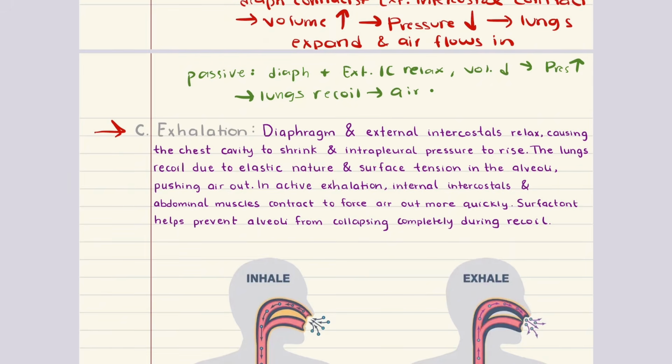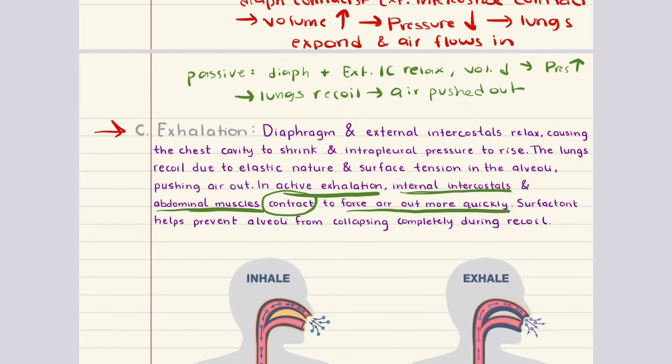Now, during active exhalation, like when you're speaking, singing, or exercising, additional muscles get involved. The internal intercostal muscles and the abdominal muscles contract, and that helps to further compress the chest cavity, and it will force air out more quickly.